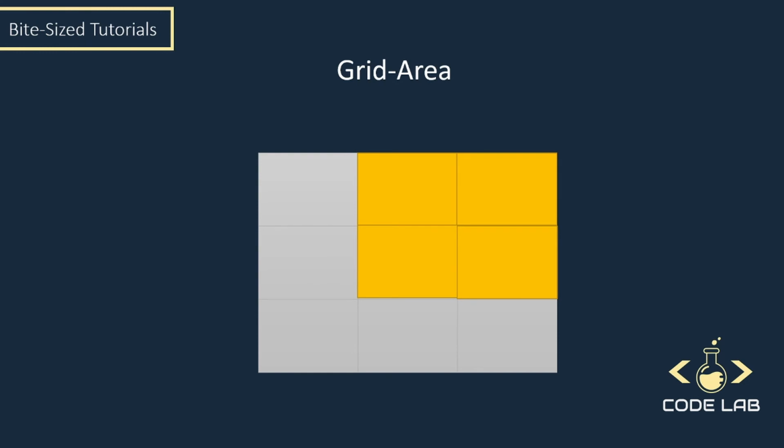And then lastly we have grid area, and what we could do is essentially define a whole area which consists of multiple grid cells, but this only works in squares and rectangles, so you can't have things like triangles.